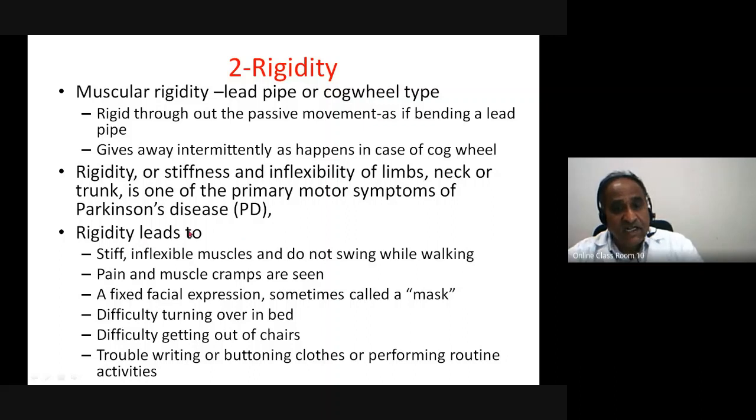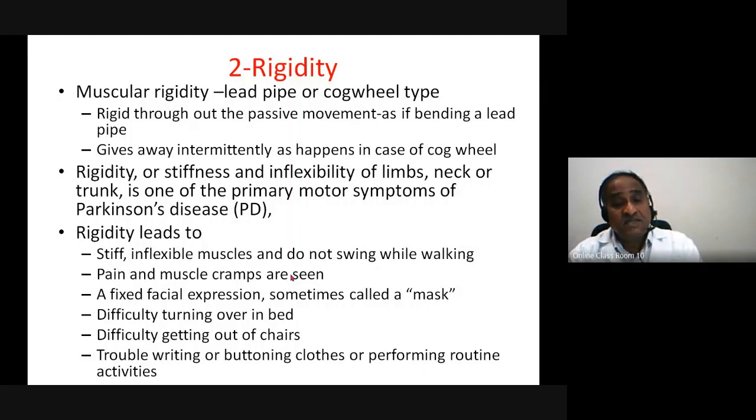Now, this rigidity leads to what? The stiff, inflexible muscles do not swing while walking, because the muscles are rigid and the person cannot move them. Because the muscles are contracted continuously, there may be pain and muscle cramps. And because of the rigidity of the facial muscles, the face becomes fixed, giving a mask-like appearance.